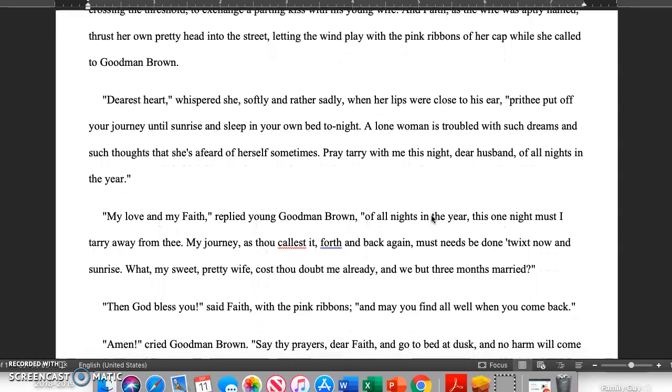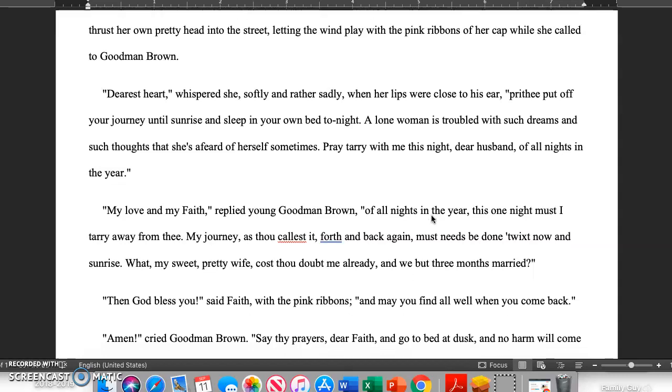They've just been married, and I can make a connection to when I was first married, how badly I didn't want my husband to go on trips, or if he had to work at night, how much I missed him. So I can understand her asking him, please do not go.